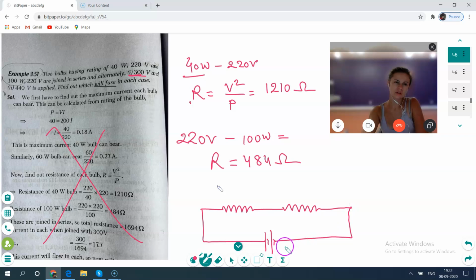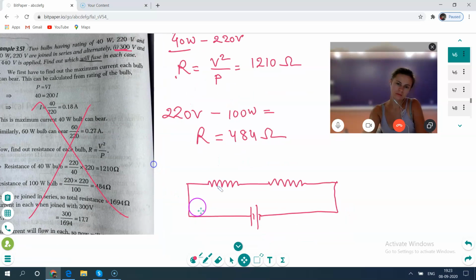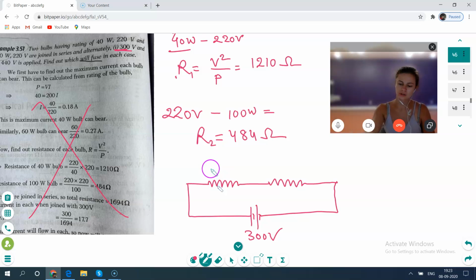My question is first, what does alternative mean? First they connect 300 volt and then they connect 440 volt? Yes. First they have connected like this, in series with 300 volt. Now in this case you have to decide which one will go. Let us say this is R1, R2. To find out R1, in this case voltage is not going to be the same for R1 and R2. It's going to be different.